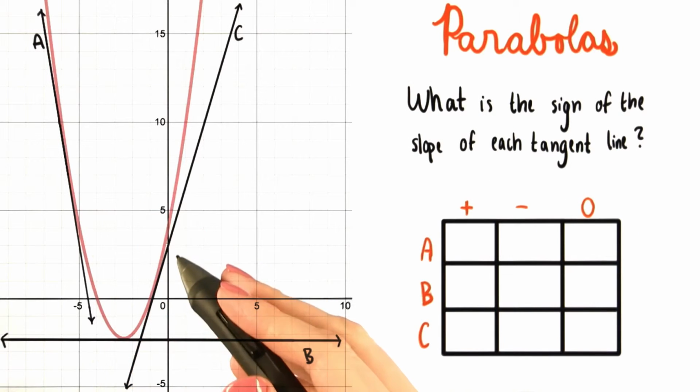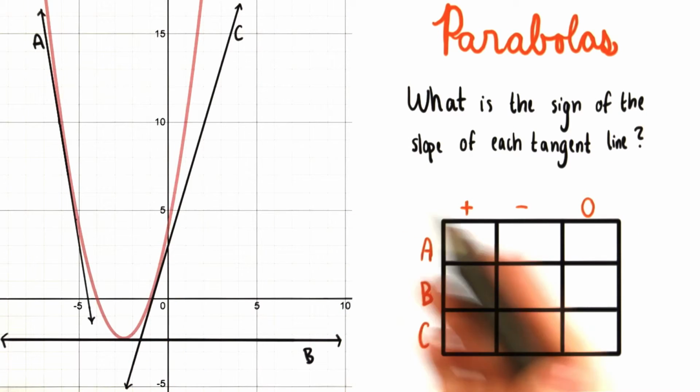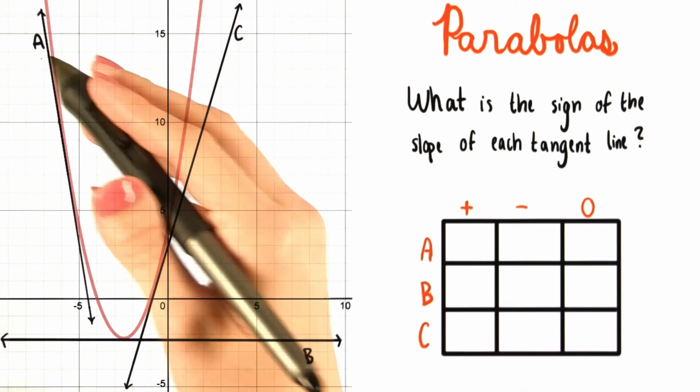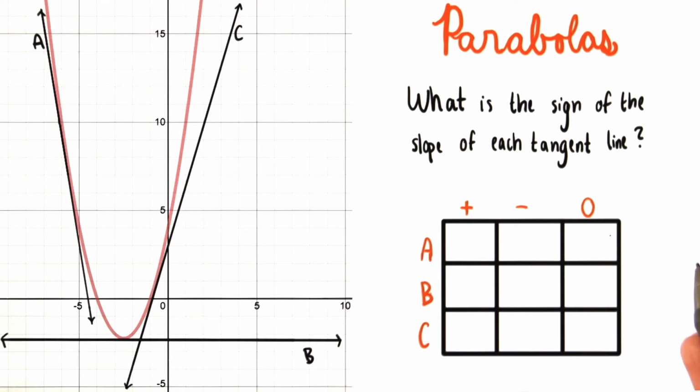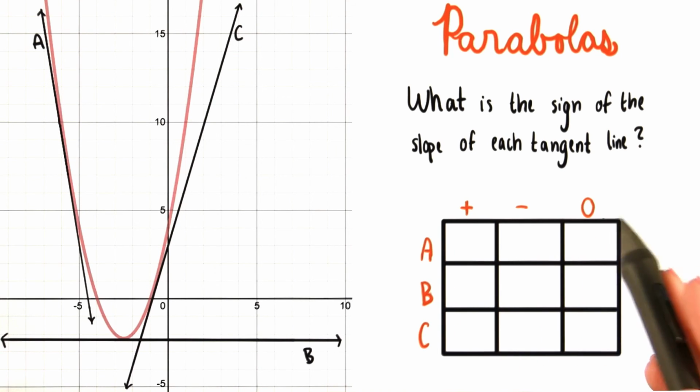So now I've drawn 3 different lines that are tangent to 3 different points on this parabola. I've labeled them A, B, and C, and for each of those, I'd like you to tell me what the sign of the slope of the line is. Is it positive, negative, or 0? Check the proper box for each line.